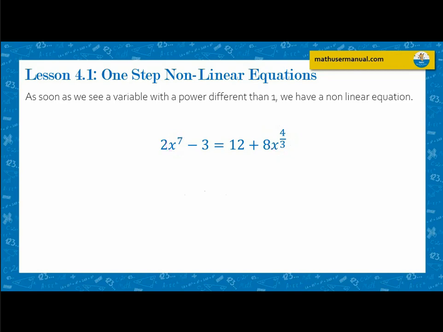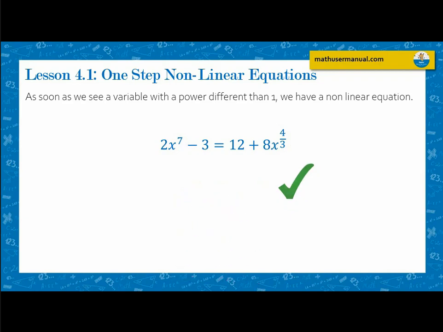Let's view a couple of examples, like this one. Yes, we do have the negative 2x, which is to the power of 1, but this 4x is squared, to the power of 2. So the fact that it is to the power of 2 means this is a nonlinear equation.